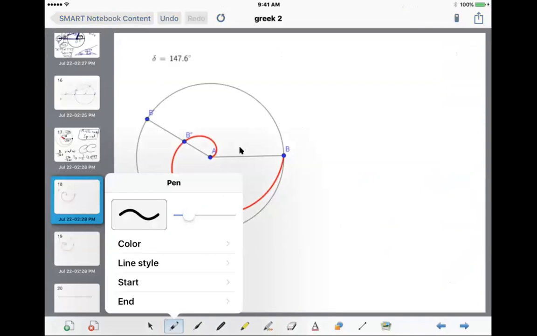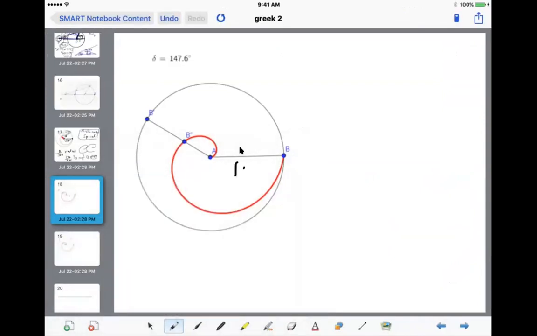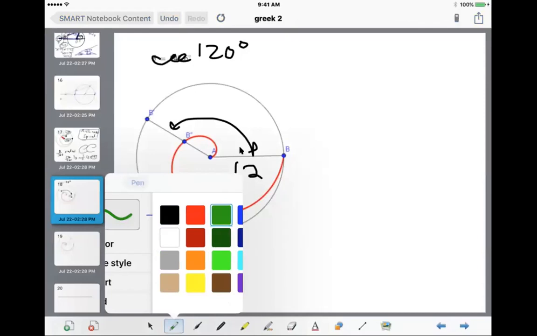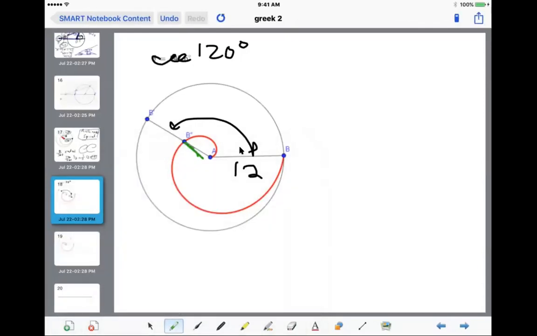Let's use numbers now. Let's pretend this thing is 12. And if you don't mind, I'm going to call this 100. I'm going to call it 120 degrees, even though it's not. So what was established before, if this was 120 degrees, how long would that line be again? That green line?